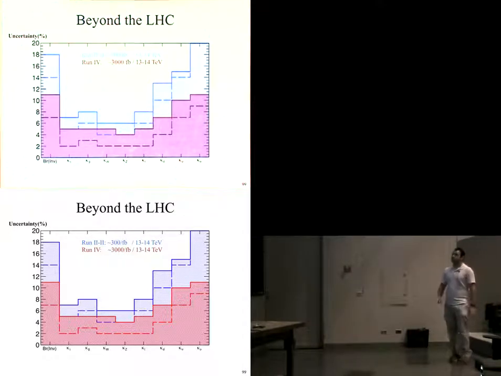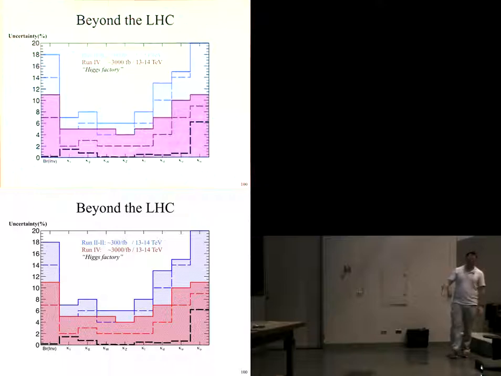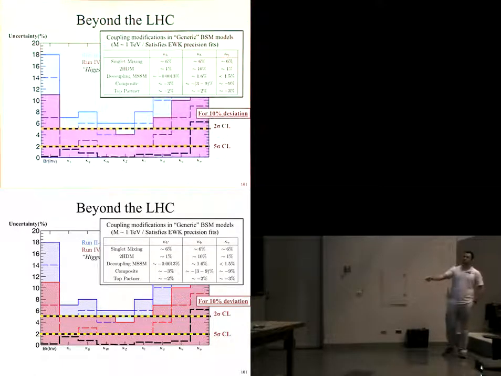Okay, so now I'll just end by saying what sensitivities we might expect from these machines. Here are the sensitivities to these kappa coupling modifiers that we'd get by the end of the LHC running. We'd be in this red range. These Higgs factory or electron collider stages would reduce these uncertainties significantly. You'd see that with this black line here.